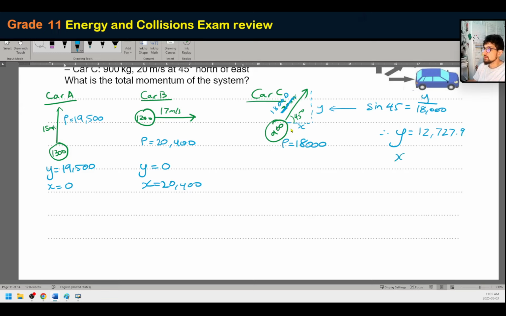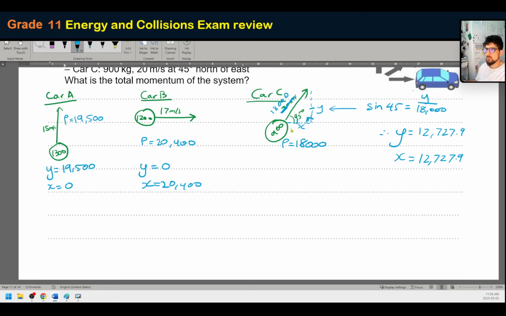Now the x, just so happens, is going to be exactly the same. The reason why I know that is because it's 45 degrees, so it's the same on both sides. It's a right angle isosceles triangle. Both sides are exactly the same. But if you prefer, you can still work out the x the old-fashioned way. You can say cosine 45 multiplied by 18,000, and that will give you exactly the same answer. So anyway, we've got x and y now.